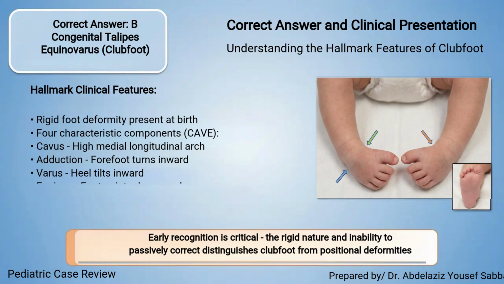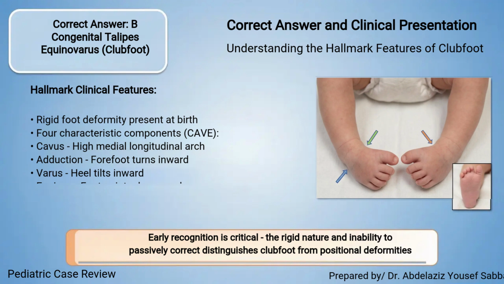The hallmark clinical features of true clubfoot follow the CAVE mnemonic, which stands for 4 components. Cavus refers to a high medial longitudinal arch. Adduction means the forefoot turns inward. Varus means the heel tilts inward. Equinus means the foot points downward. The deformity is rigid and present at birth, and crucially, it cannot be passively corrected to a neutral position.